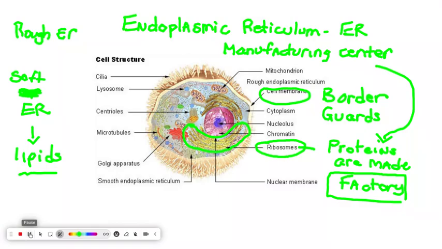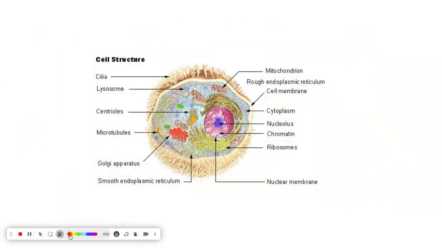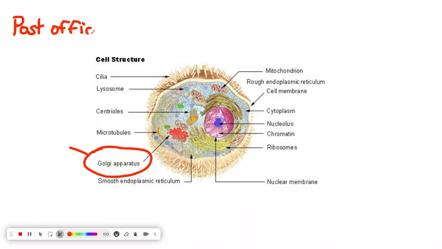So we have our factories, we have our border guards, we have our city hall or town hall. And of course, we need a post office in our city, and that's where the Golgi apparatus comes in. So let me clear this out again, give some more room. So again, the Golgi apparatus, we'll think of it as our post office. Or FedEx, or whatever you want to call it, UPS.